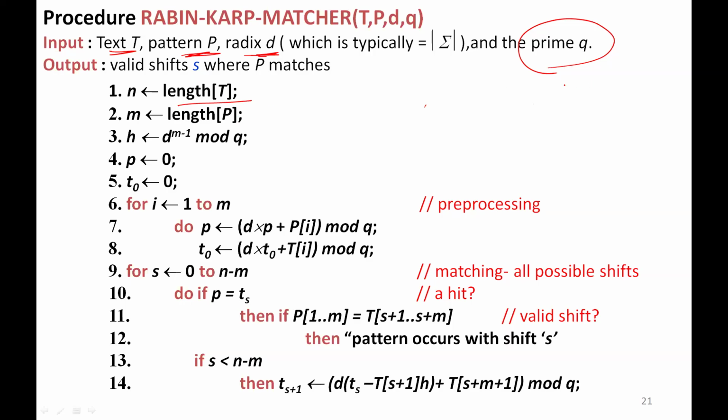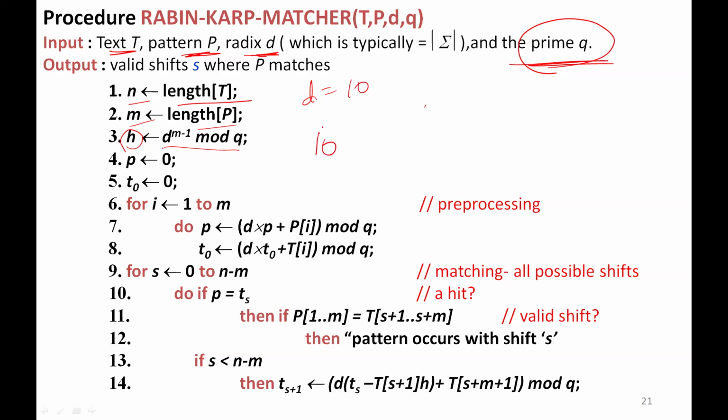Usually in the question, the prime number will be given. So n is the length of the text, m is the length of the pattern. And the first step that we do is find the hash, the initial hash. By using the hash, we take the radix d. Say suppose the radix d in the example that we're going to check is 10.